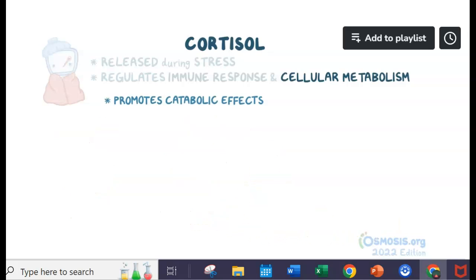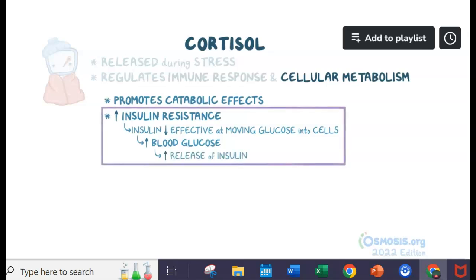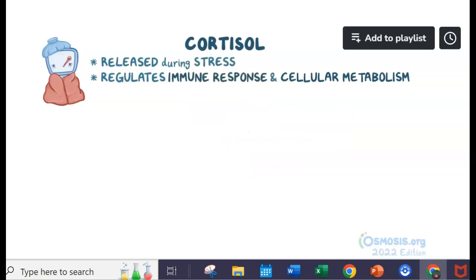High cortisol levels also increase insulin resistance in tissues, which means that insulin becomes less effective at moving glucose into cells, leading to an increase in blood glucose levels. The increased glucose level also stimulates the release of more insulin, and because this is similar to what happens in people with diabetes, this effect of cortisol is called diabetogenic.